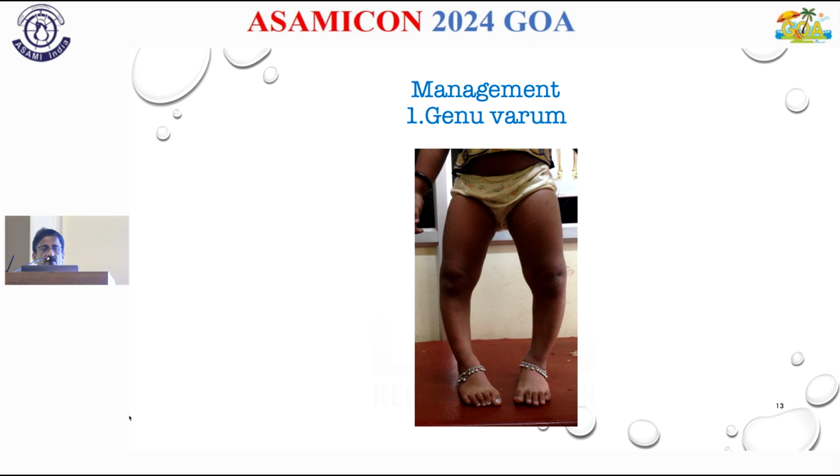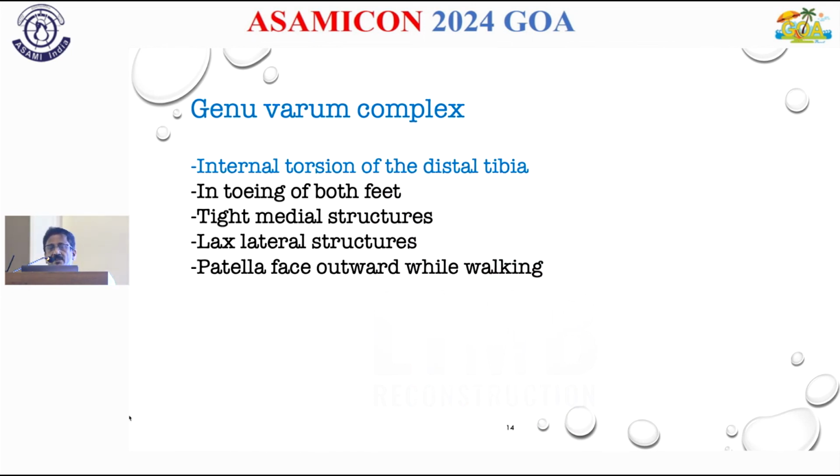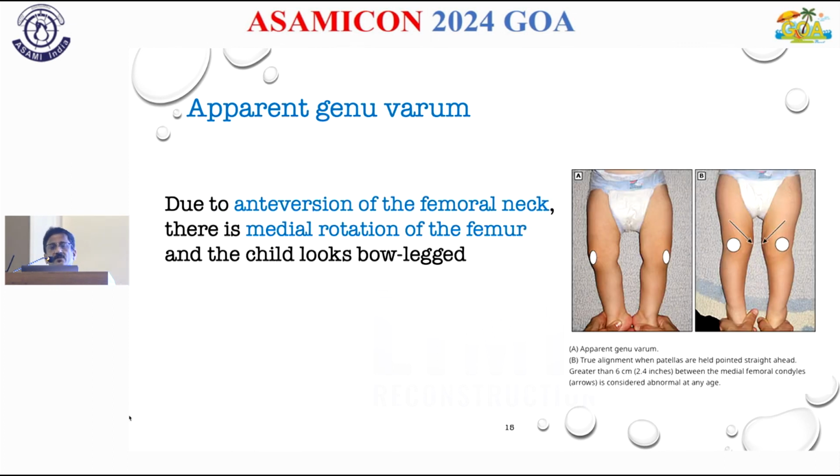Coming to the management part, we'll first discuss genu varum, and you should know what the genu varum complex is. That is, secondary changes associated with the genu varum: internal torsion of the distal tibia, in-toeing of both feet, tight medial structures, lax lateral structures, and the patella facing forward while walking. Similarly, you should know what aberrant genu varum is. Due to anteversion of the femoral neck, there is a medial rotation of the femur and it looks like bow leg.